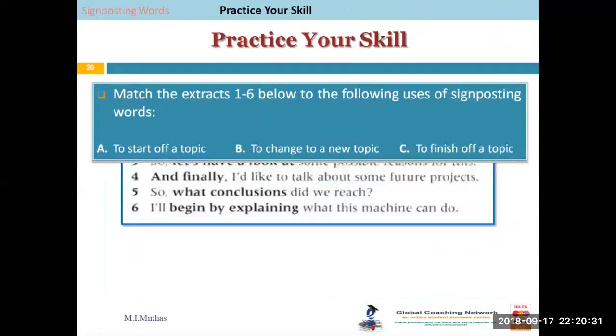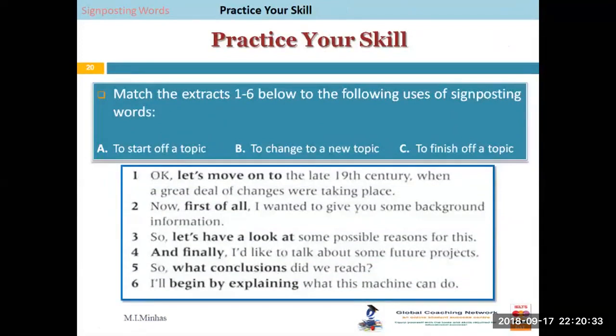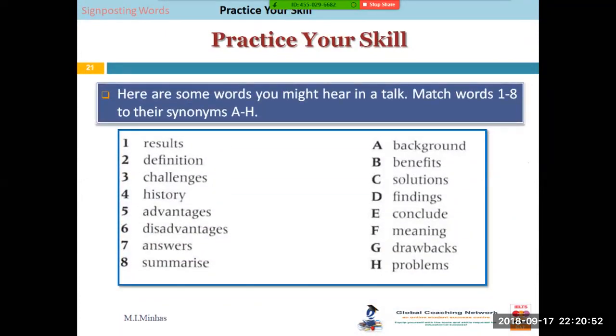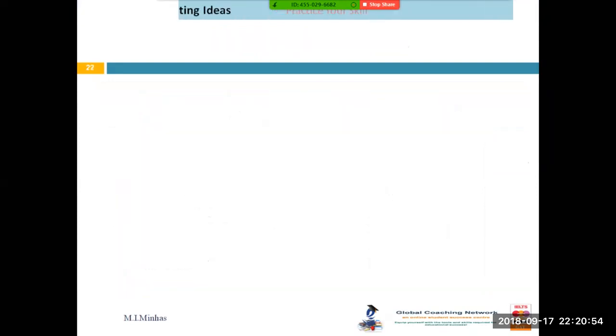Sorry, I'm going backward, sorry. I've already covered that, these words indicate something, and they indicate either it's the start of a topic, a change of topic, or it's used to finish a topic. So we have already covered this thing. Why do we need to focus on this? Before that, let me show you.